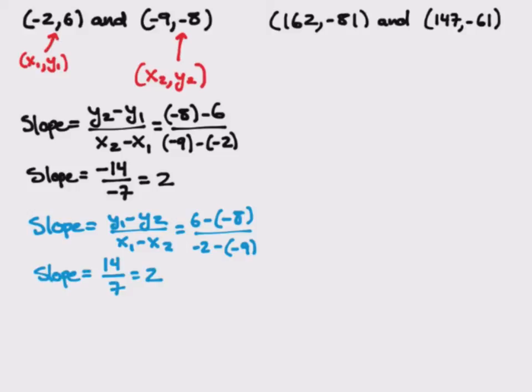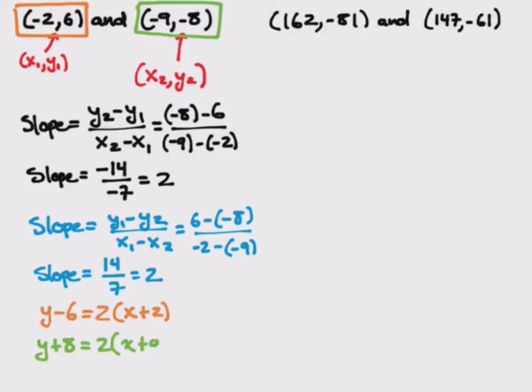And now that we've got the slope, we can use either one of our ordered pairs to go ahead and put this equation into point-slope form. And of course, if we put either one of these equations in slope-intercept form, we'd end up with the exact same equation.